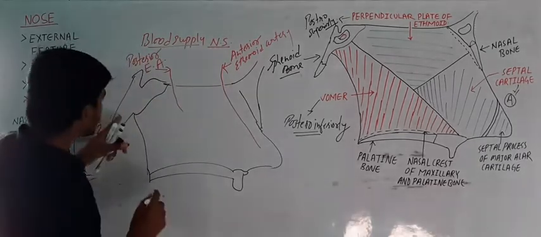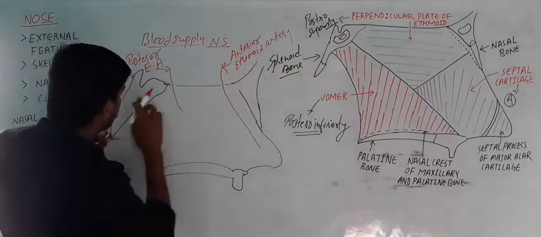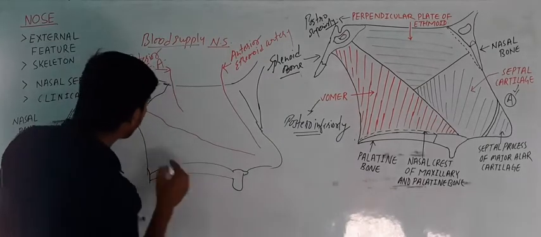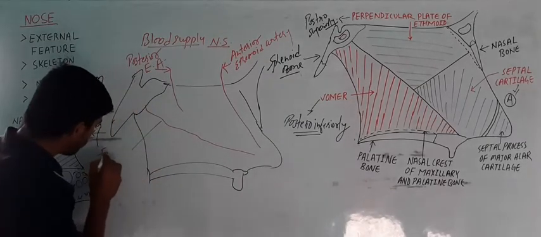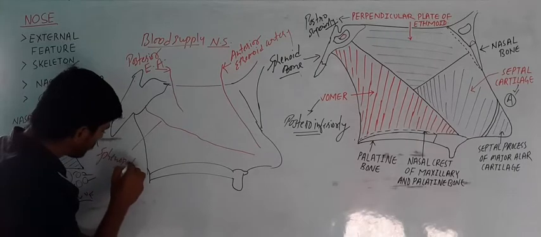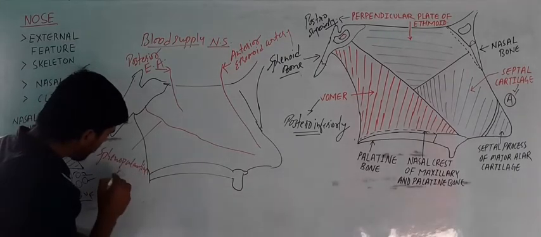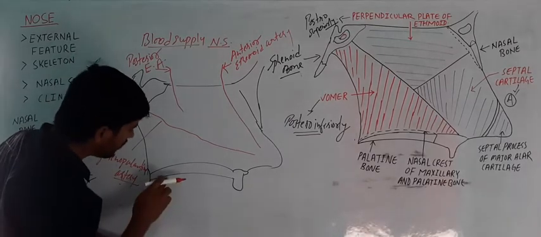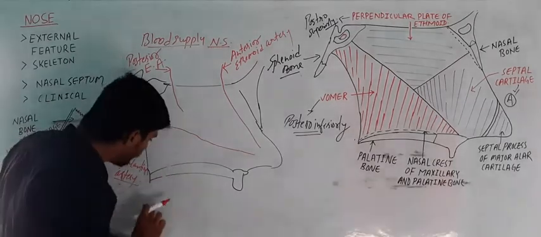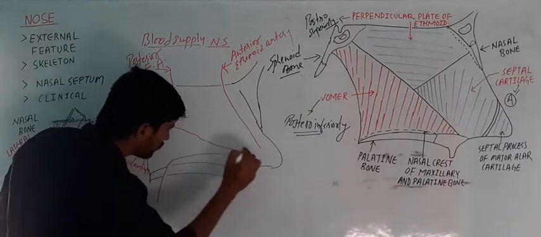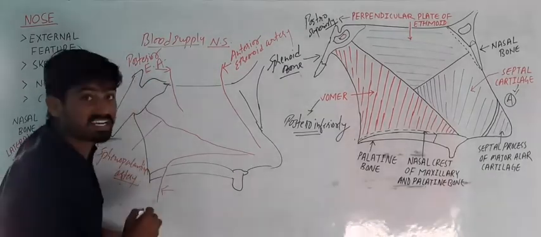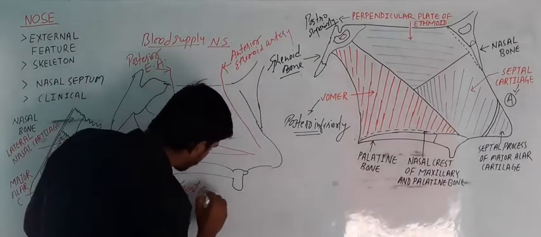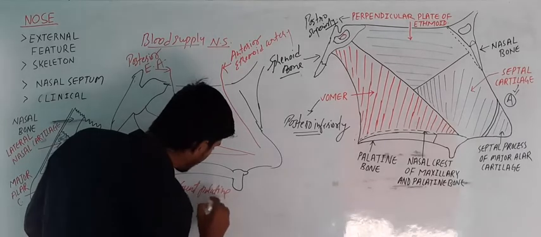Yes. This is the sphenoid. I told you, sphenoid. From sphenoid to palate, one artery is called the sphenopalatine artery. Sphenopalatine artery. This is the palate. So one artery will come from here and it will go like this. So what is the name of this? Greater palatine artery.